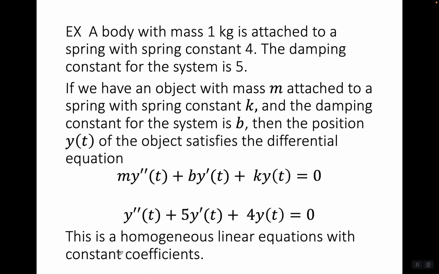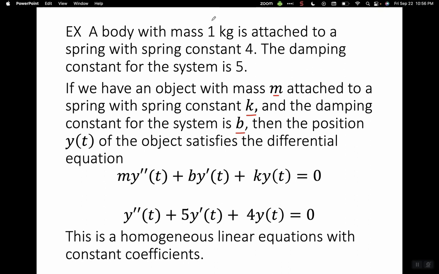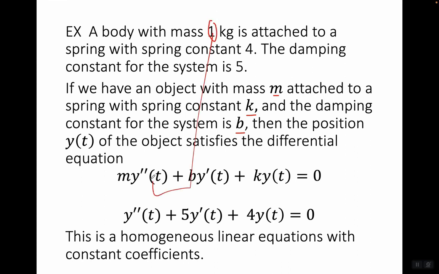Let's do that. So if we have an object with mass m attached to a spring with spring constant k, and the damping constant for the system is b, then the position y of t of the object satisfies the differential equation m y double prime of t plus b y prime of t plus k y of t equals 0. In this case, the mass m is 1, so that's going to be our m here. B is the damping constant, so that's going to be 5. And we're told that k, the spring constant, is 4. So k is going to be 4.